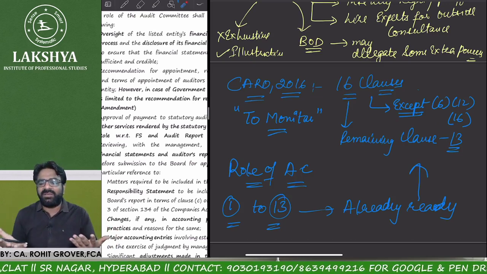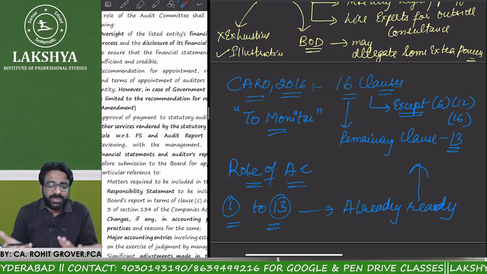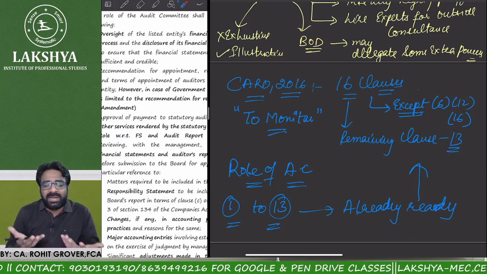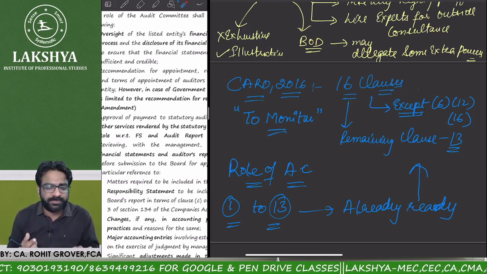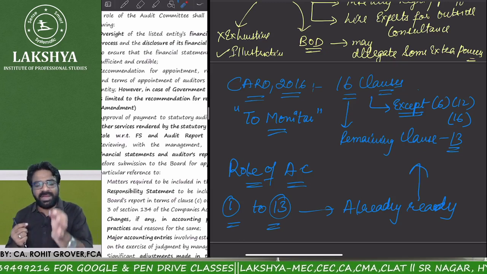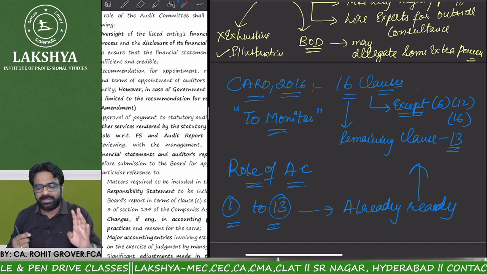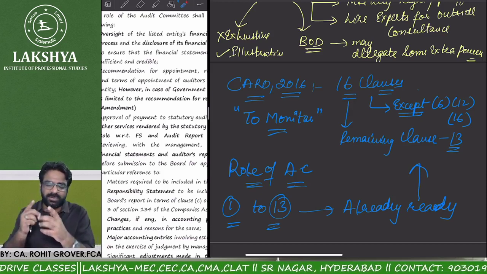To monitor that if there is any kind of fraud which has taken place in the organization, it is to be reported to the audit committee under section 143 subsection 12. To monitor that managerial remuneration has been paid in accordance with section number 197 to all the KMPs and directors. So again, clause number 12 comes, leave it.